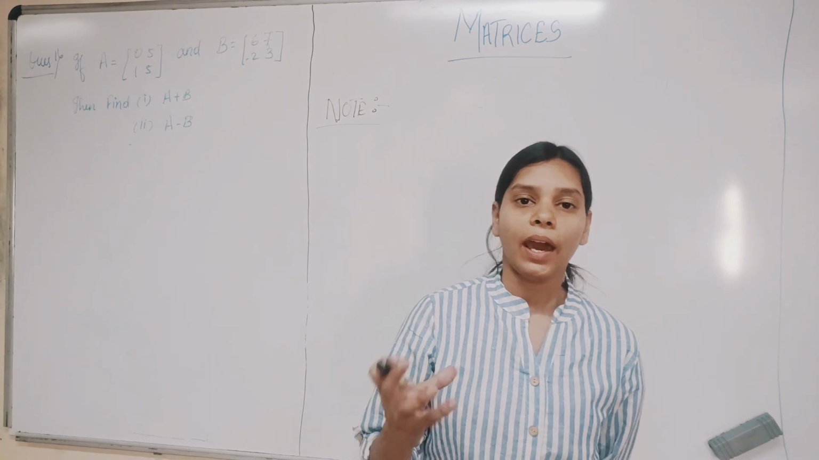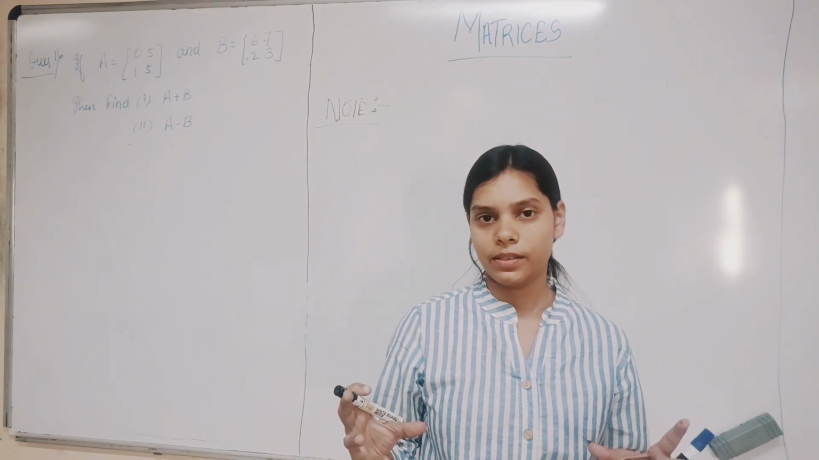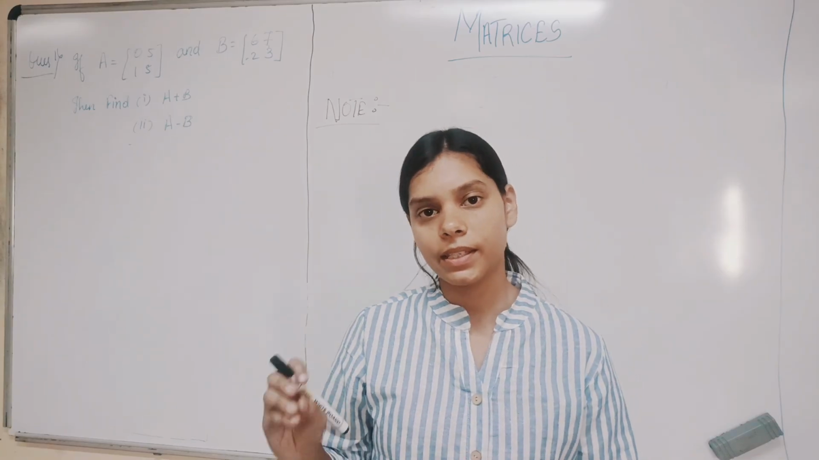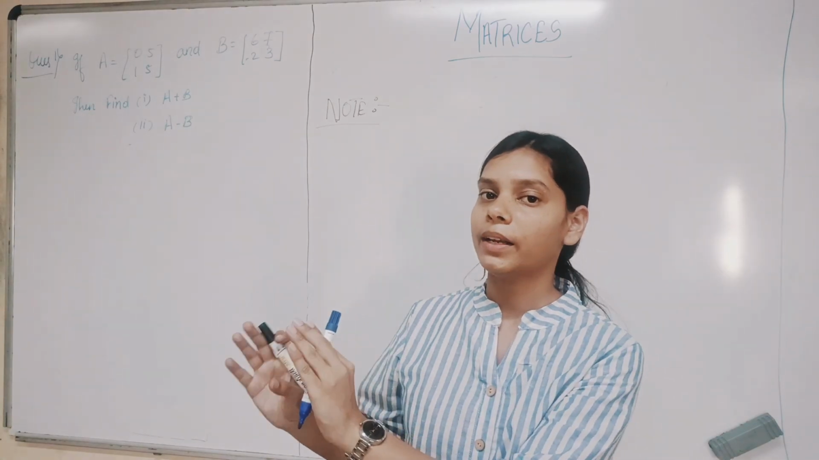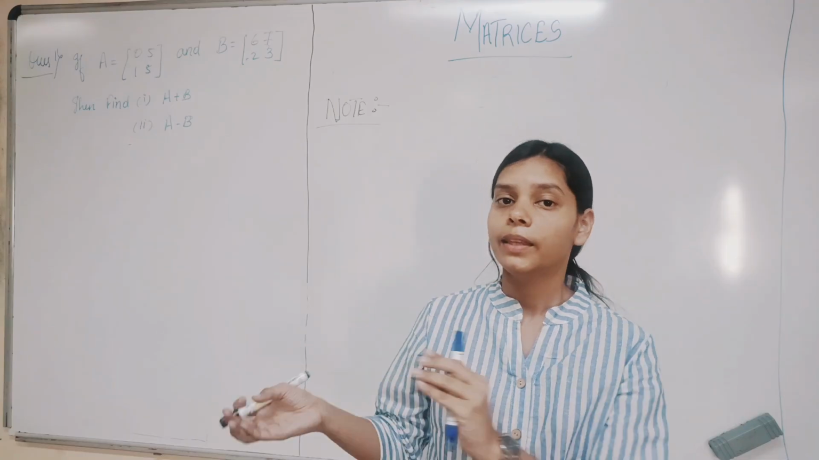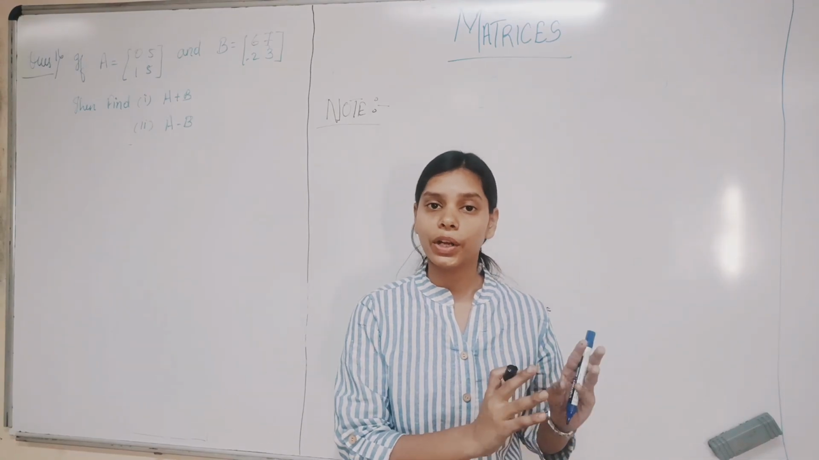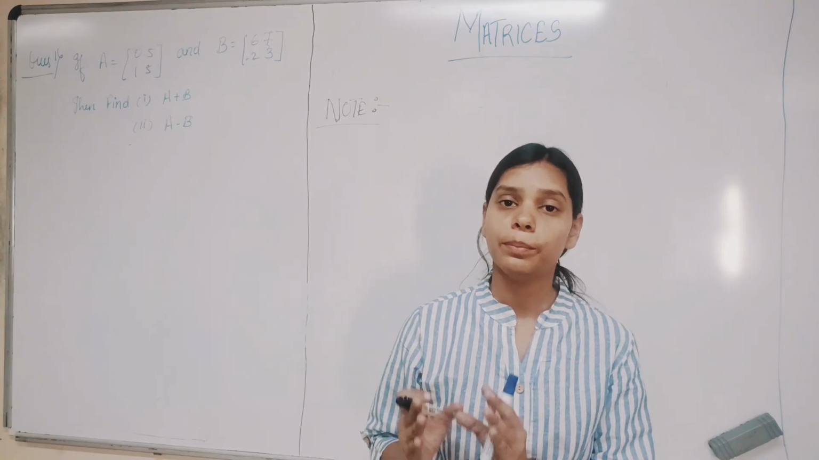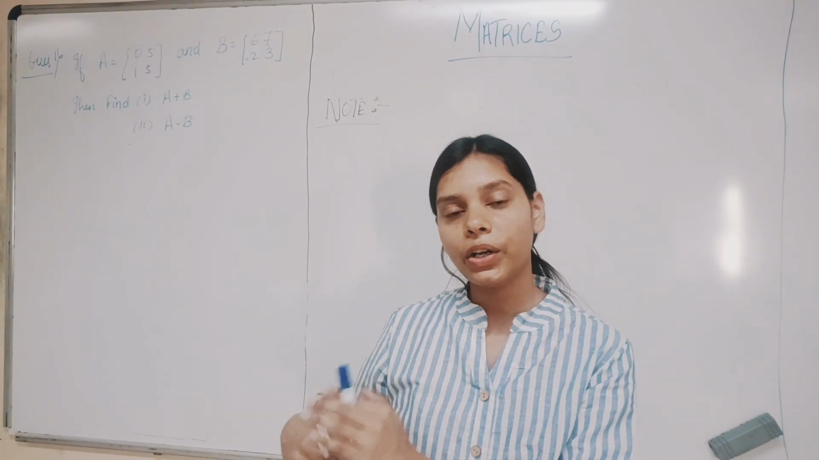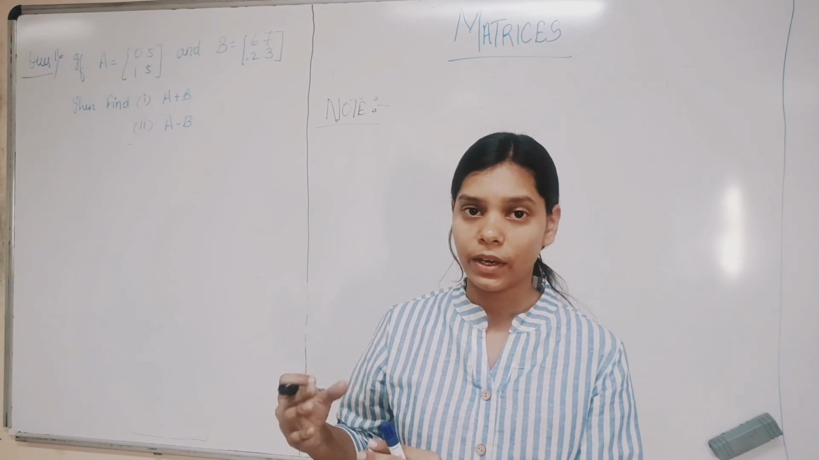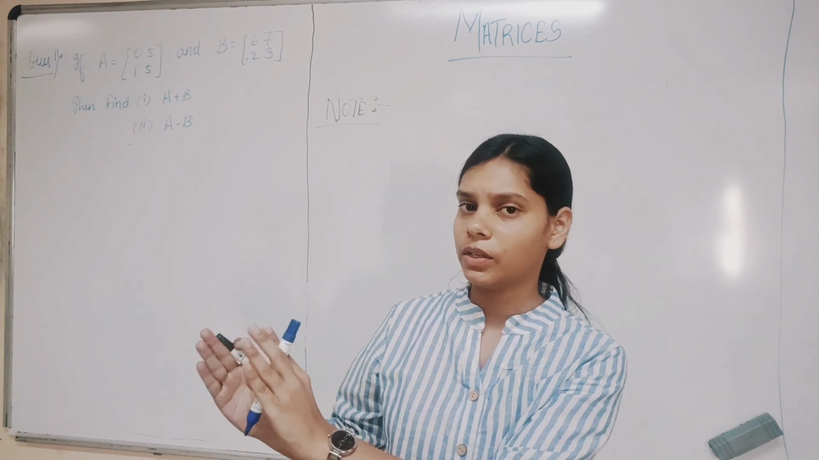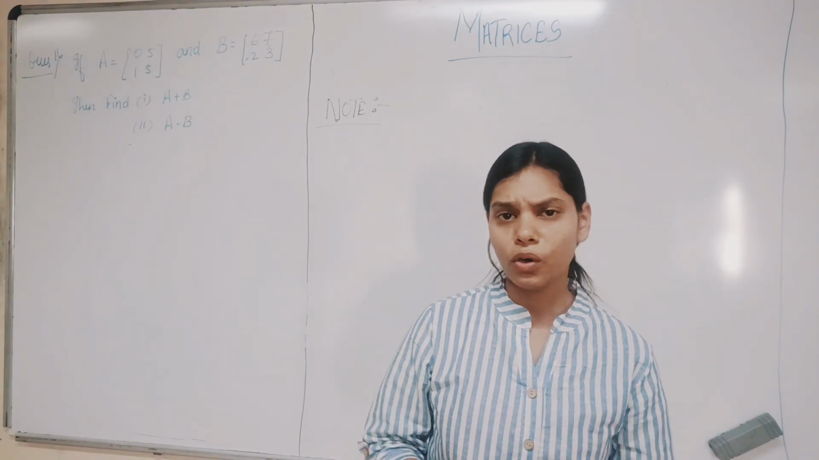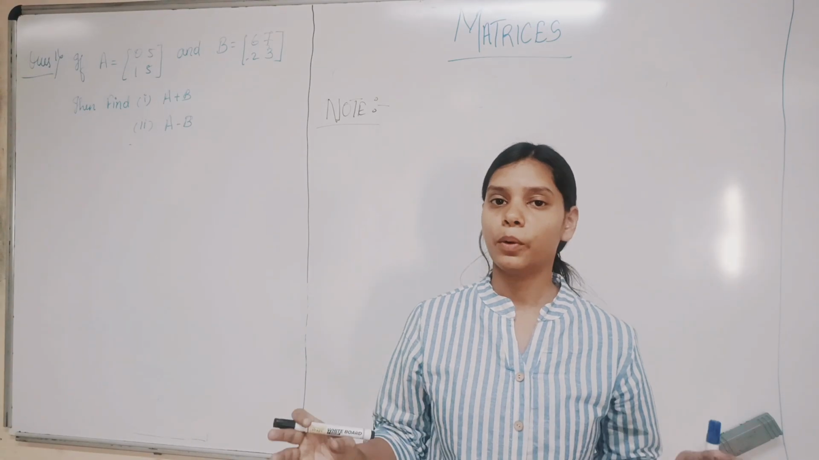I will tell you. Actually, we cannot add any type of matrices. We can add only those matrices whose order is the same. Means if we take the matrix A of order 2 cross 3, then the other matrix must also be of order 2 cross 3. The addition and subtraction of matrices is possible only when the order of the matrices is the same. We cannot take matrix A of order 1 cross 2 and matrix B of order 3 cross 1. So addition of such matrices cannot be possible.